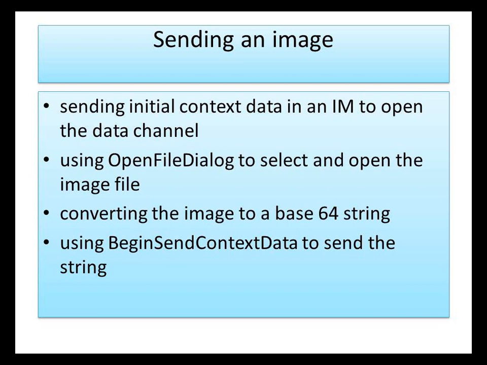We're going to be sending initial context data in the IM message to open the data channel. We're going to use the open file dialog to select and open the image file, which gets us around the Silverlight restriction on access to the local file system. We'll be converting the image to a base 64 string, which meets the requirement that all contextual data is string.